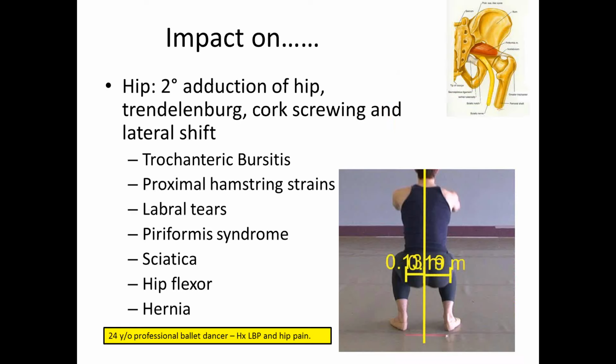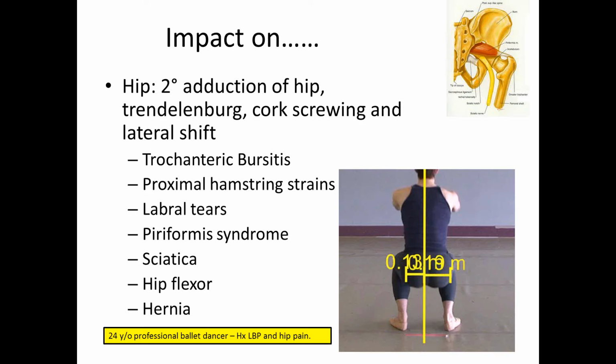How does this impact the hip? Both with a lateral shift and/or a Trendelenburg or corkscrewing, and corkscrewing being the most dramatic. Some of the things that we see are trochanteric bursitis, proximal hamstring strains, labral tears, piriformis syndrome, sciatica, hip flexor strains, hernias, etc.